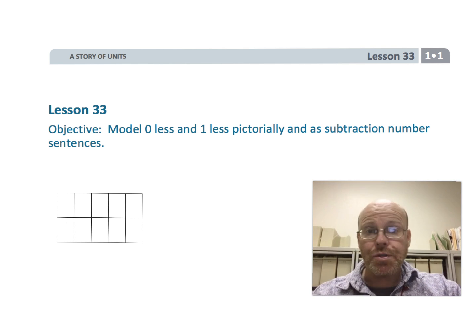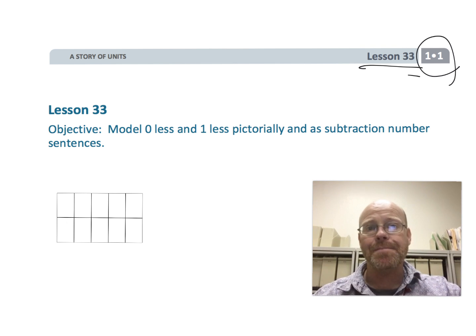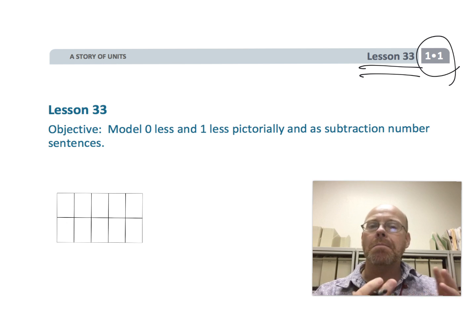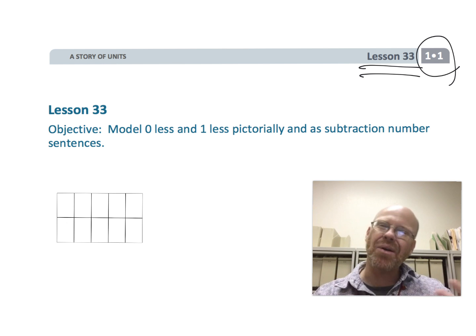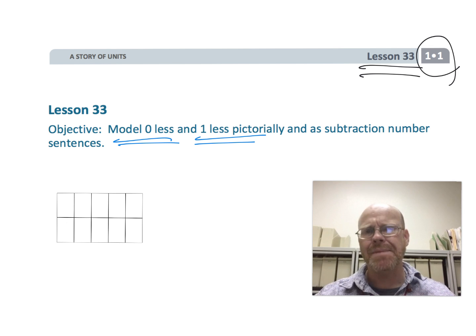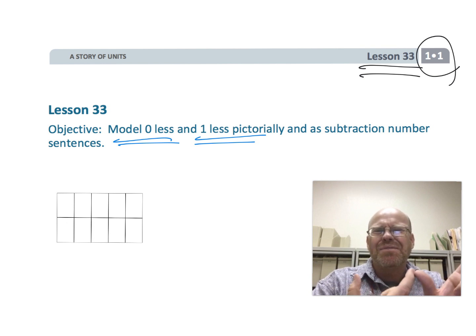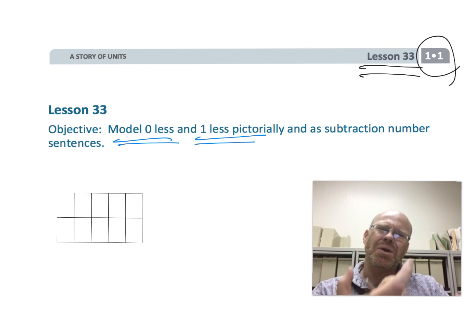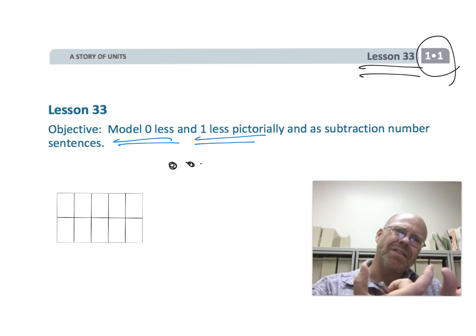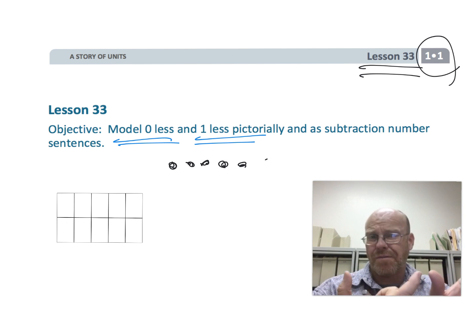All right, this is first grade, Module 1, Lesson 33. In this lesson, we're going to be modeling how to represent subtracting by 0 and subtracting by 1. We use, of course, the pictorial method, but they're using a thing that looks like a rekenrek, where you have 5 black dots and 5 white dots, and they're doing it in groups of 5, right?